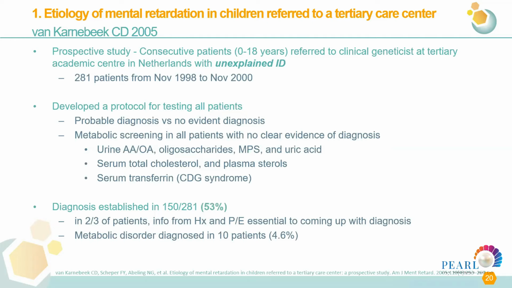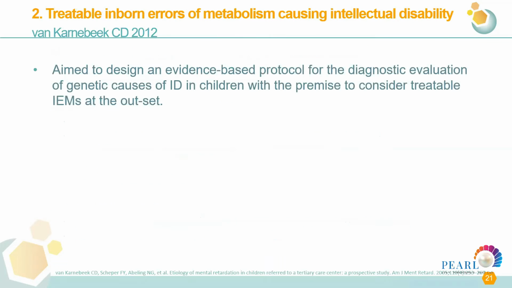of investigations. The diagnosis was established, interestingly, in more than half of these patients, so 53% achieved a diagnosis based on their algorithm. The diagnosis in 2/3 of patients was provided by a detailed history and physical examination. A metabolic disorder was diagnosed in 4.6% of patients. So again, a small number.